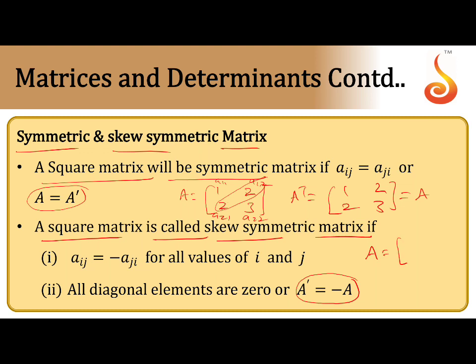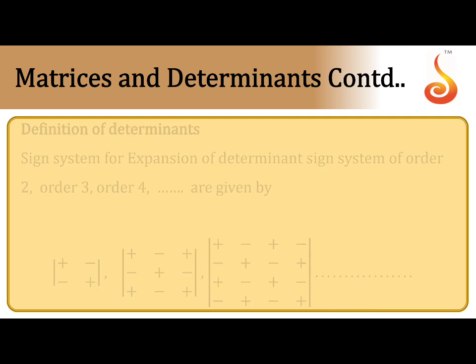For example, I will take 0, 2, minus 2, 0. If you take A transpose, it is 0, minus 2, 2, 0. But it's not equal to A. But A is 0, 2, minus 2, 0. Here take minus common: minus of 0, 2, minus 2, 0 comes here. So that means this is equal to minus A. A transpose equals minus A. Then what do you call this? It is a skew symmetric matrix. I hope this is clear. So if A transpose equals A, it is symmetric. If A transpose equals minus A, it is a skew symmetric matrix. So clear this one. Next.